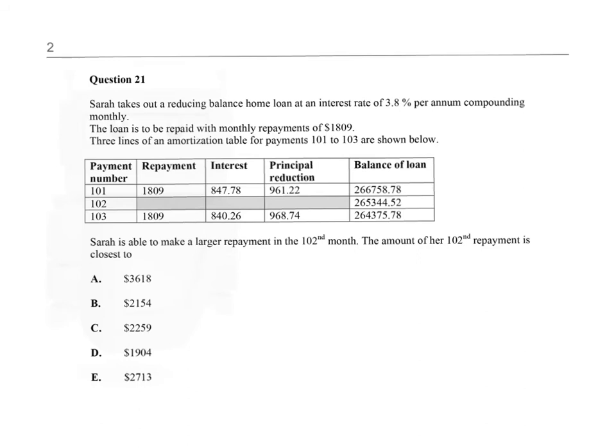Okay, question 21. Sarah takes out a reducing balance home loan. So if you go to your formula sheet, we do have that, a reducing balance loan. Okay, the interest rate of 3.8% per annum, compounding annually. So there's I, PPY, sorry, is 12 monthly. I think I said annually then. The loan is to be repaid with monthly payments. So here's the payments, and they would be negative on a finance solver. And the 3 lines of the amortization table 101 to 103 are shown below.